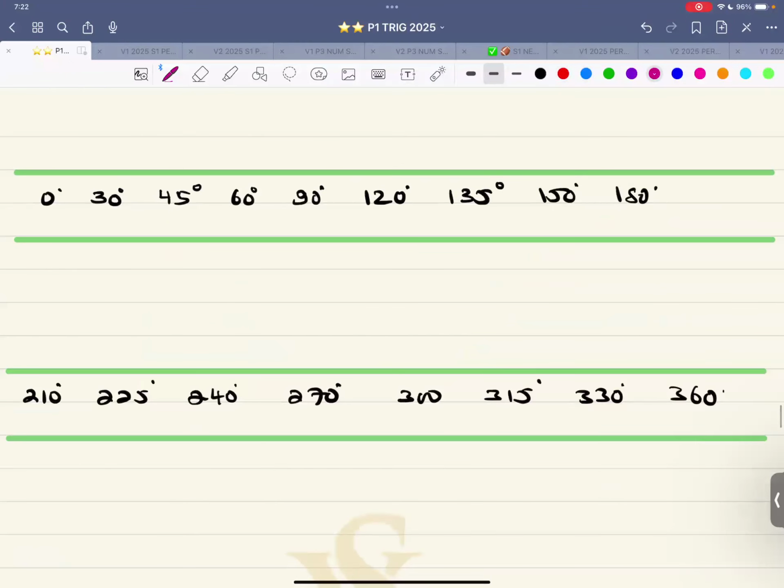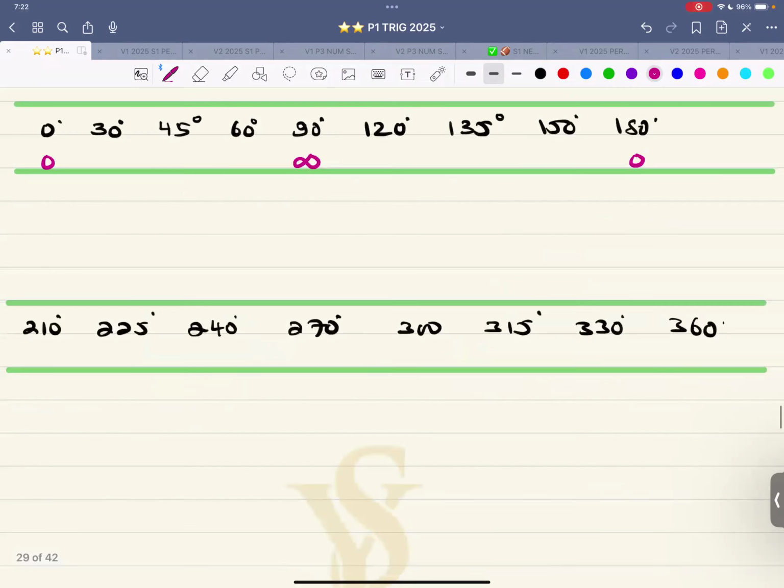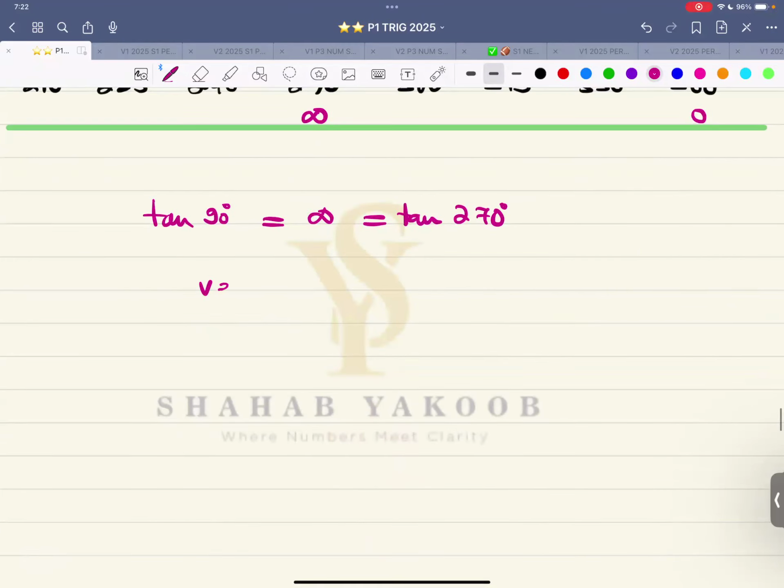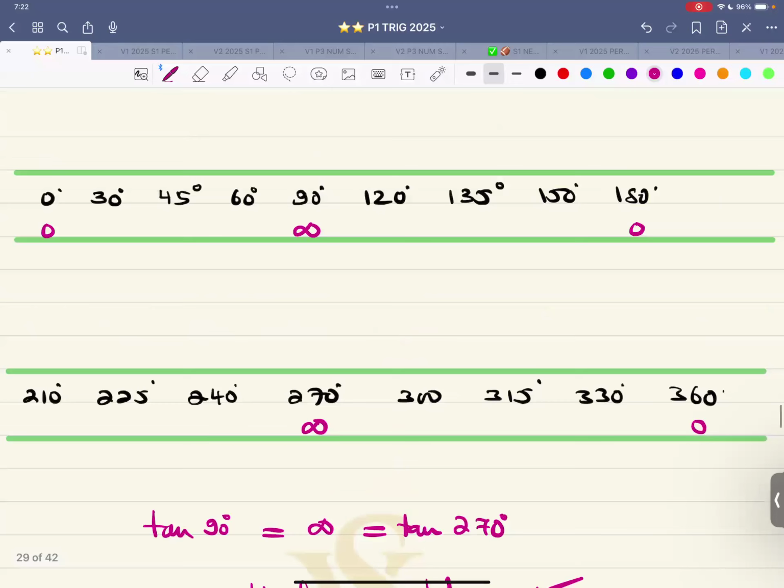Now over here, the major points, tangent of 0 is 0. Tangent of 90 is undefined. Tangent of 180 is 0. Tangent of 270 is undefined. Tangent of 360 is 0. Now this undefined, tangent of 90 is undefined, that's the same thing as tangent of 270. So we draw a vertical asymptote to show the undefined thing, which I'll soon show.